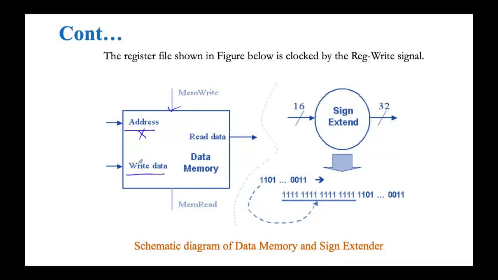And at instruction execution time, when the clock signal or control signal gives the memory read instruction, then only one port will be activated, enabled, and the read data, the actual value, will be given out. So when this output is coming out from this data memory, it is in the form of a 32-bit word.